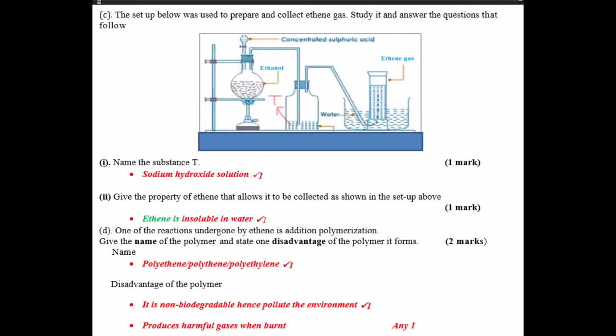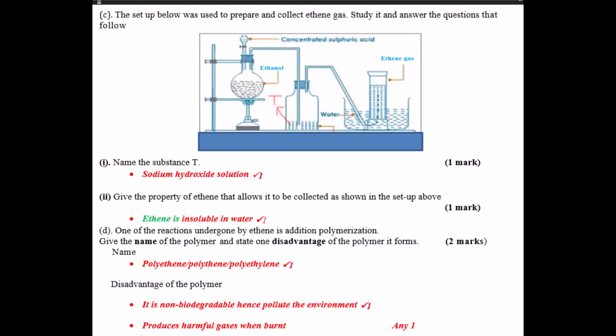Part C of this question, you're given the setup for the preparation of ethene. And as we had discussed in the question, you can see how the setup is. Part 1, you're supposed to name the substance T. Substance T is a sodium hydroxide solution. Remember, you can also use potassium hydroxide solution. The function of that one, if they may ask, is to absorb carbon oxides that may be generated when ethanol undergoes combustion, or even sulfur oxides that may come from the concentrated sulfuric acid.